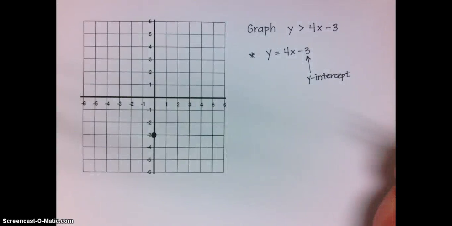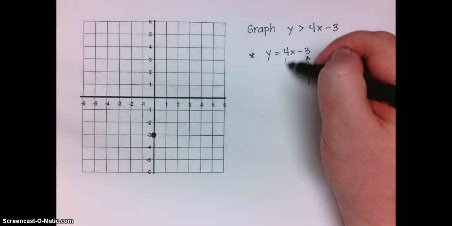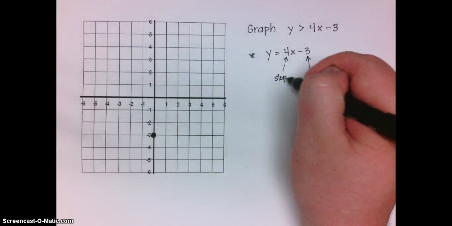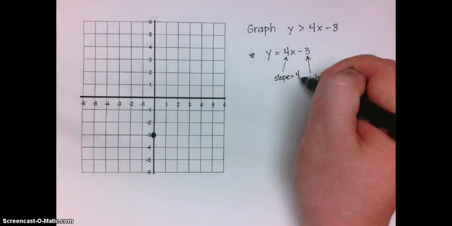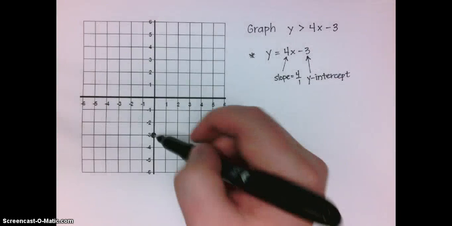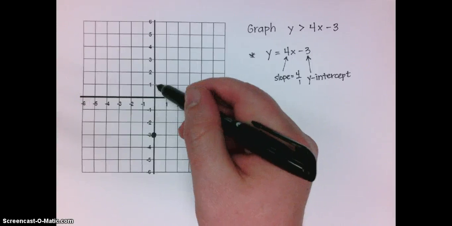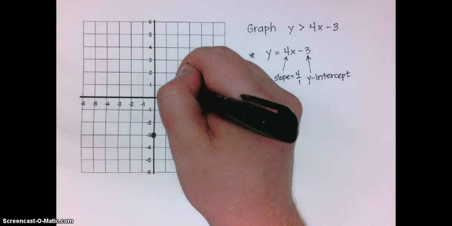Okay, my second thing is I'm going to look at the slope, and it's written in slope-intercept form. So the slope is actually 4 over 1. So this means from my y-intercept, I'm going to go up 4, 1, 2, 3, 4, and over 1. That's my rise over my run.